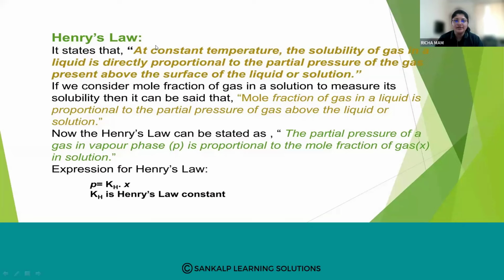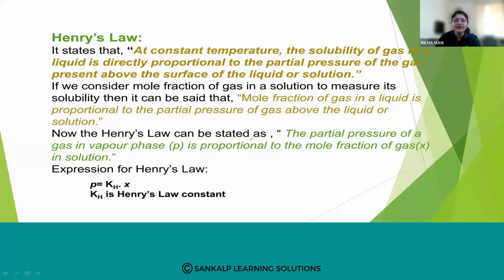So this is the law, that is Henry's law. At constant temperature, the solubility of a gas in a liquid is directly proportional to the partial pressure. Now, how can this Henry's law be mathematically expressed? Henry's law can be mathematically given as P, the partial pressure, equals KH into chi, the mole fraction. First, let me give you the proportionality.